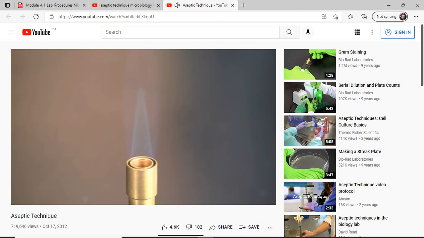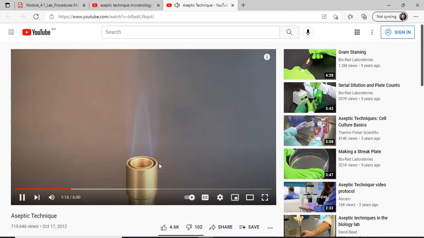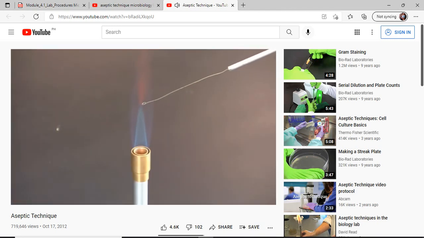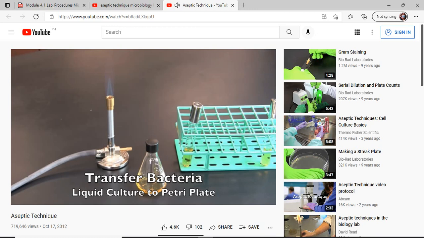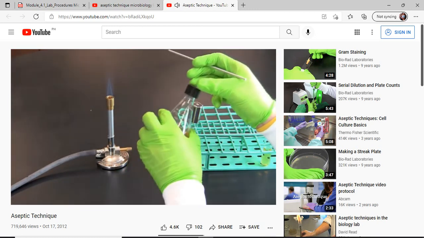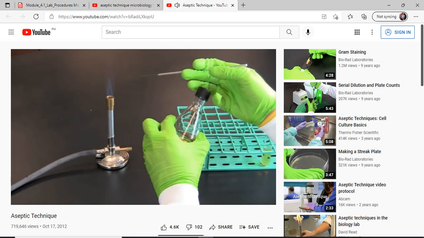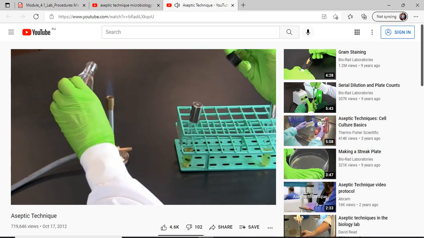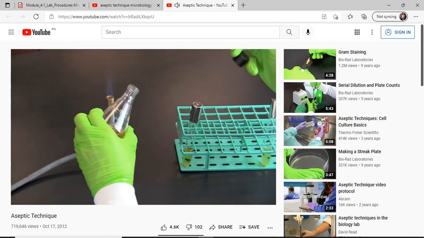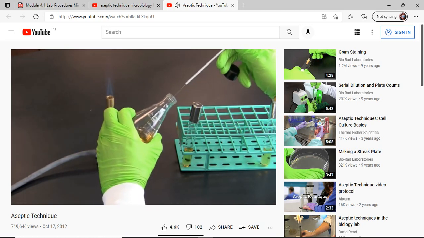In this section, you will learn how to transfer bacteria from a liquid culture to a petri dish. After flaming a loop, take the lid off the container of liquid culture and pass the mouth through the flame. Then dip the loop into the liquid culture and flame the mouth again before replacing the lid.